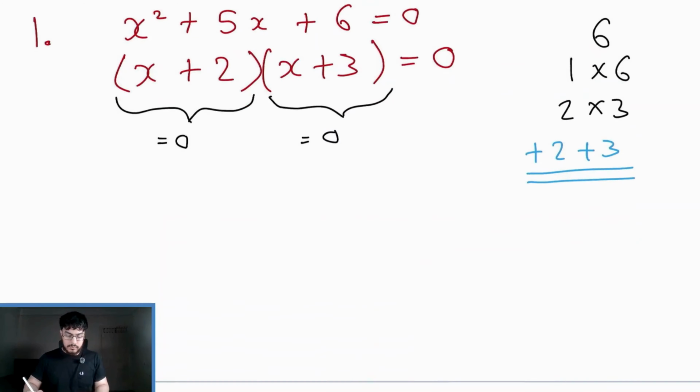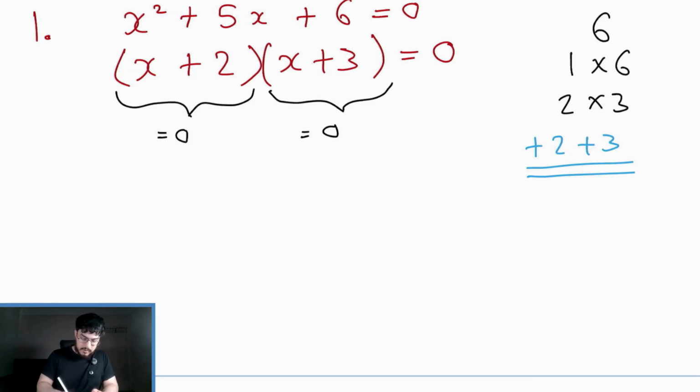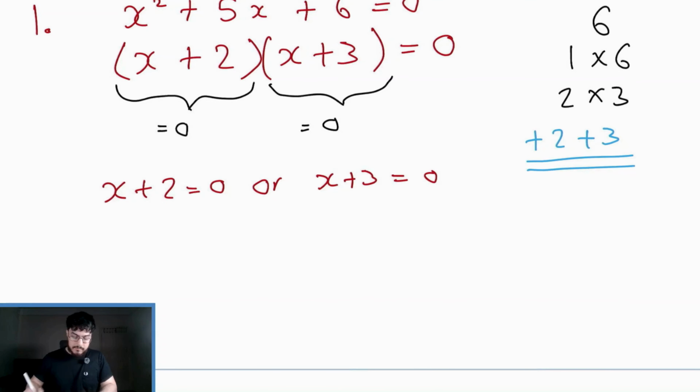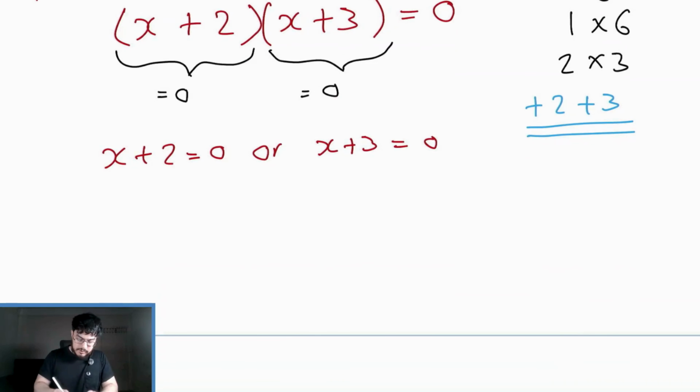Okay, and so I'm going to use that fact and say, okay, that means x plus 2 is equal to 0, or x plus 3 is equal to 0. And just solving linear equations, we know that if we have this being equal to 0 and we want x, we just subtract the 2 on both sides. So x is then going to be equal to, well, 2 subtract 2 cancels out, and then subtract 2.